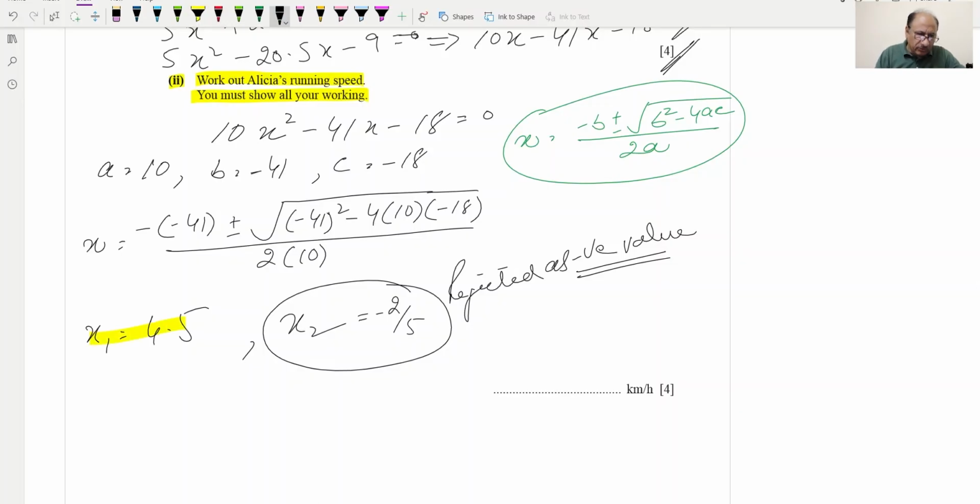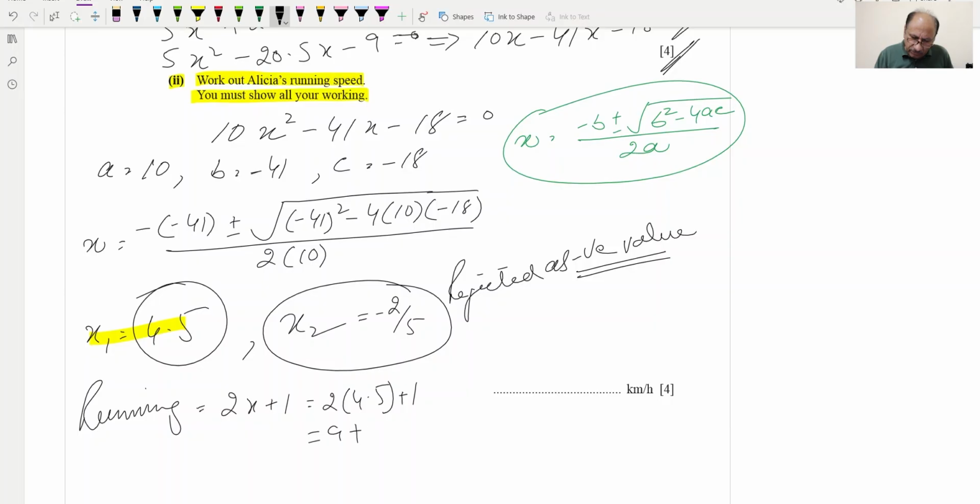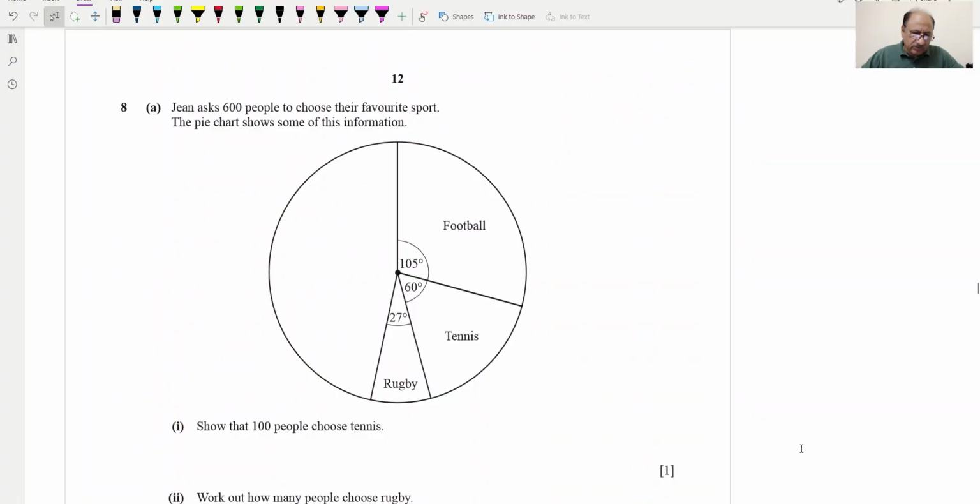Now we can use this value, which is 4.5, and this speed is what? Speed is equal to running speed. The running speed will be 2x plus 1, and the x value we will use is 4.5. So 2 into 4.5 plus 1, which is equal to 9 plus 1, which will be 10. So this will be 10 kilometers per hour, and this is for 4 marks, which we have done. Hopefully you understood this. Now question number 8.